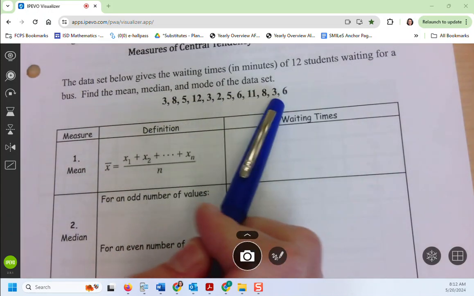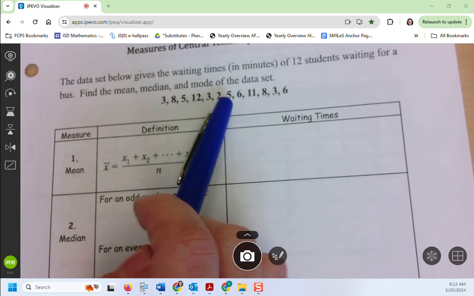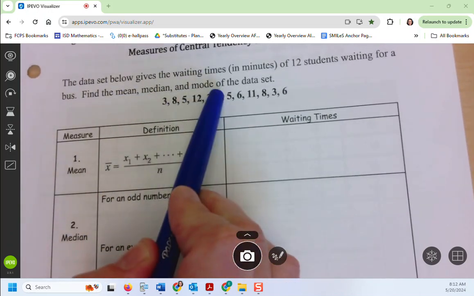We have a data set. This data set is waiting times. They're waiting for a bus. And we're going to find the mean, the median, and the mode of the data set.